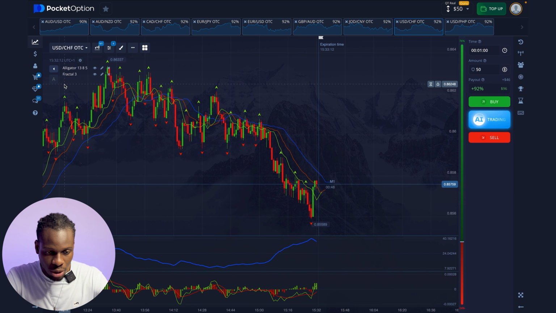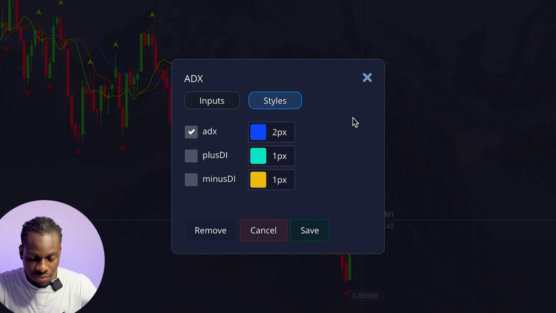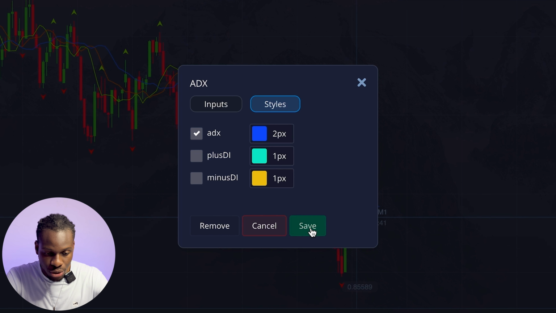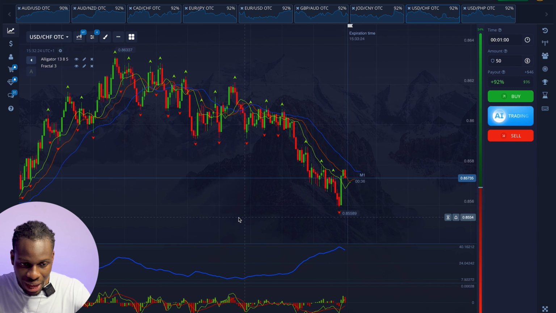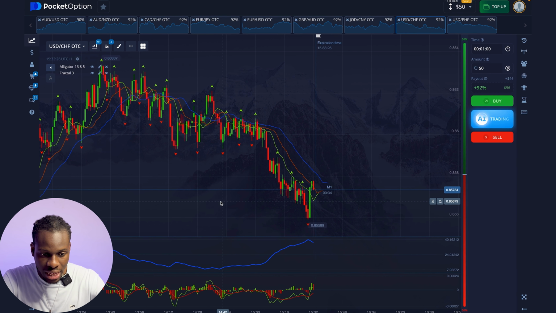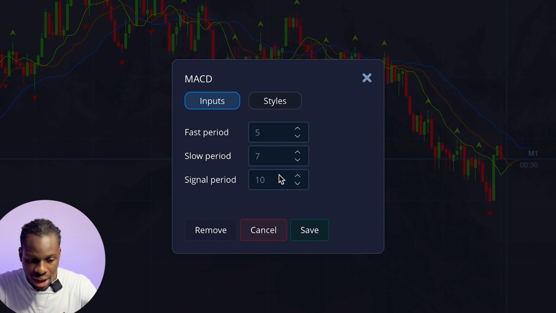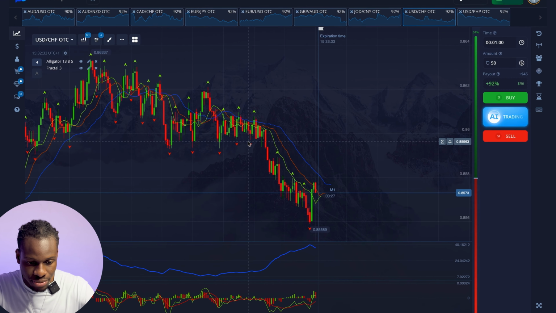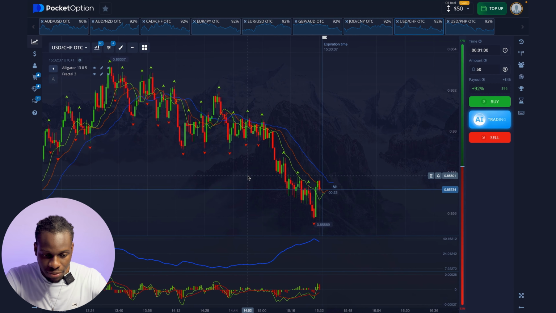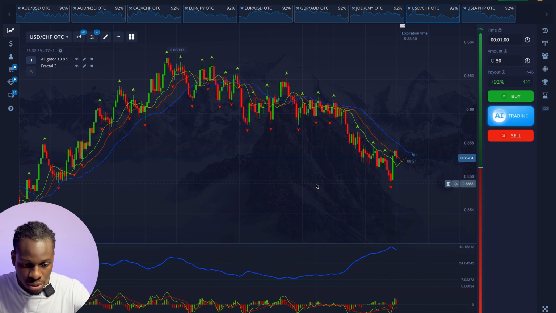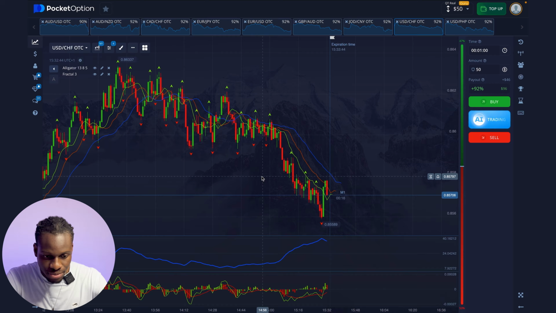The indicators that we'll be using today are the Alligator indicator with default settings, the Fractal with a period of 3, the ADX line with a period of 15 without the positive and negative lines so that we can track trend reversals, and we'll also be using the MACD oscillator. As usual, we're trading on the 1 minute time frame. So that's it for the indicators. Let's look for the first asset and look for the best entry to start with, guys.